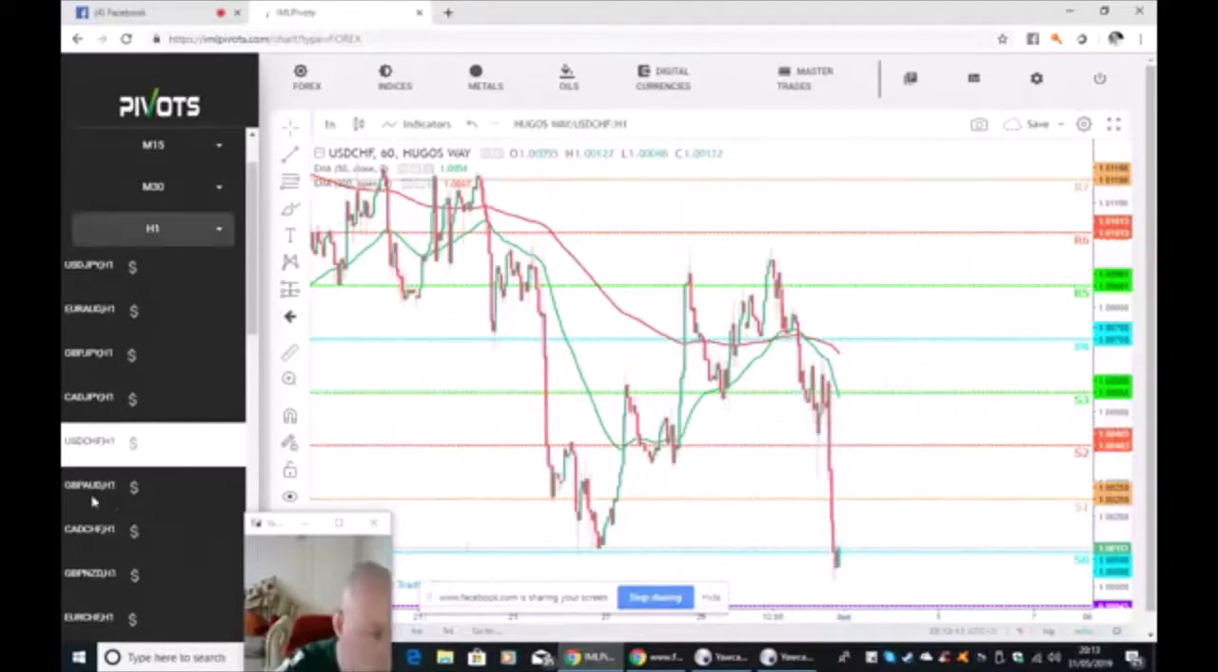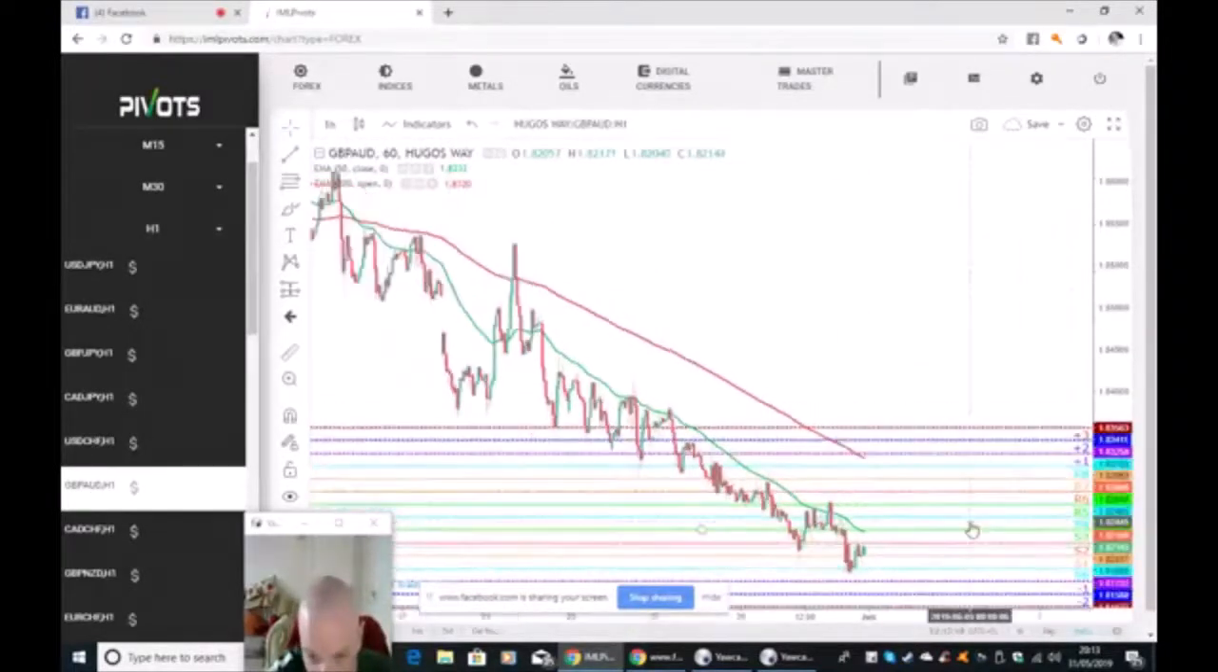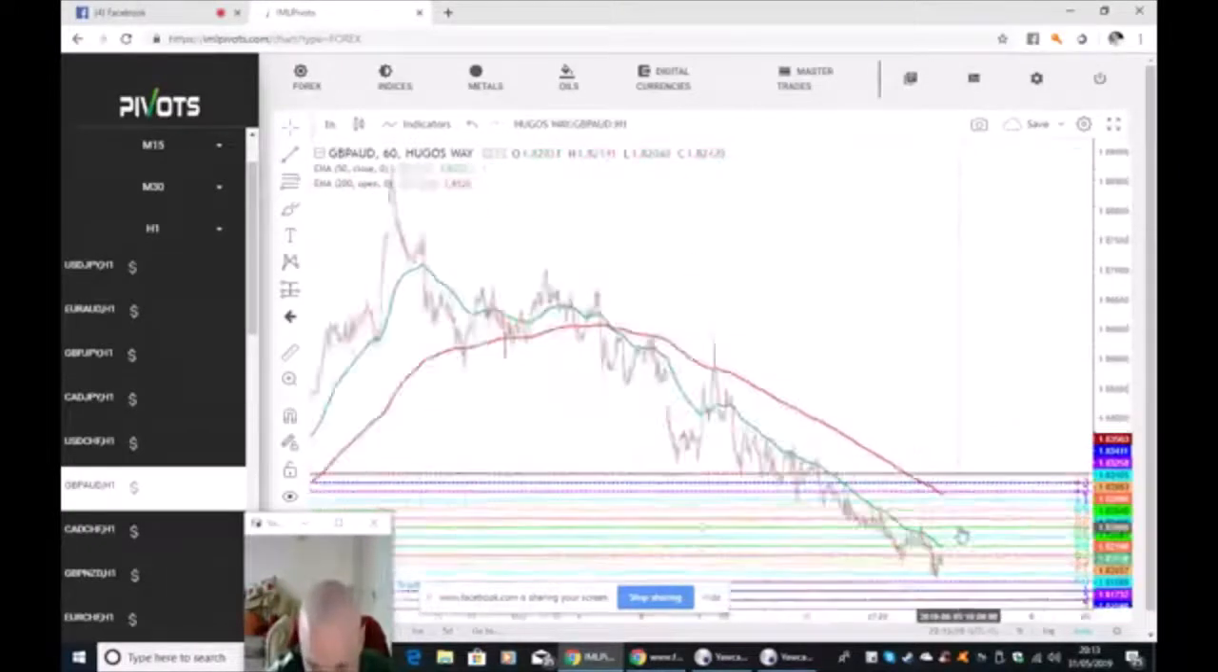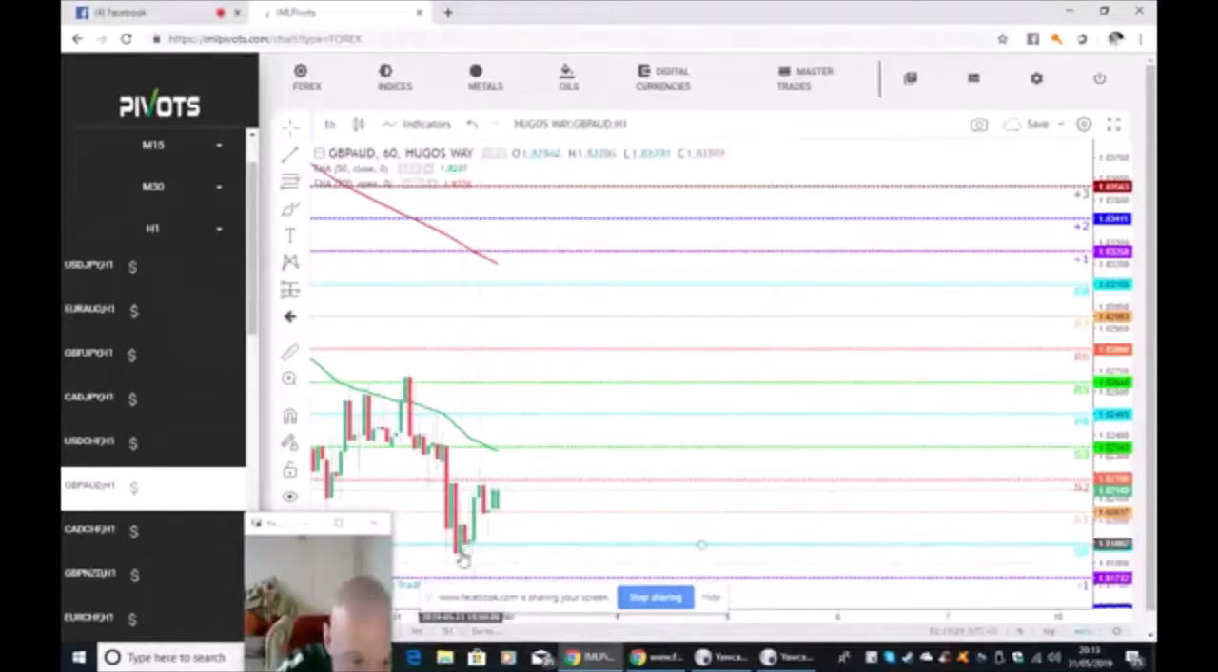So let's go down to the GBP AUD. Again, is it below the S0? No, but we can see it has been. So again, it went below the S0, and then it's done what we expected. It started to retrace back up, okay? So this is a prime example of just how powerful this is.